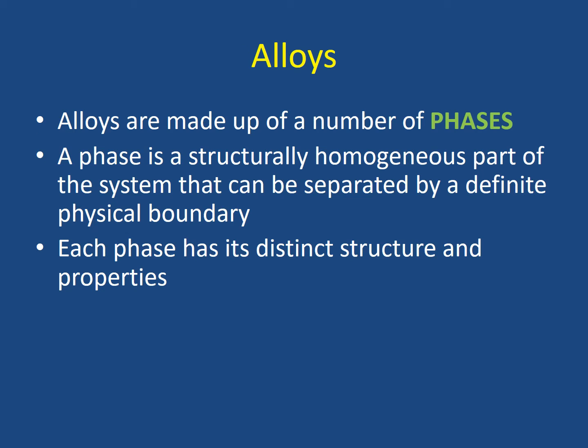An alloy consists of a number of phases, where a phase is defined as a structurally homogeneous part of the system that is separated from other parts by defined physical boundaries. The common phases are gas, liquid, and solid. Examples are: water is a single phase, whereas water and oil is considered as two phases.